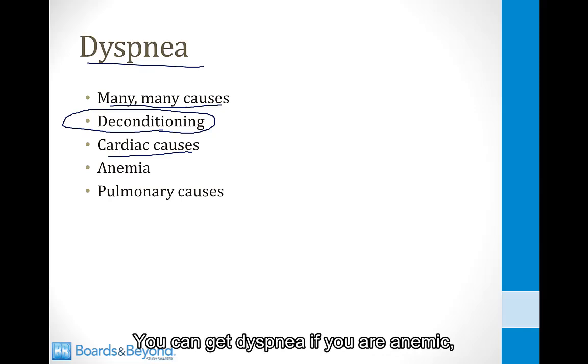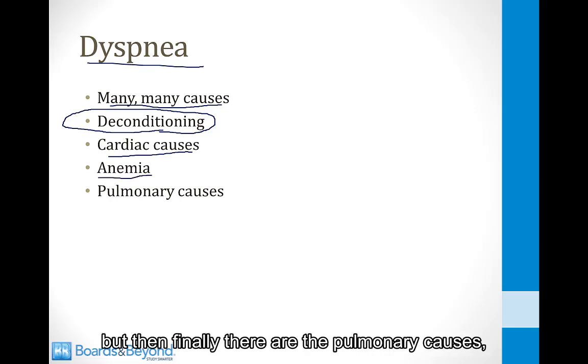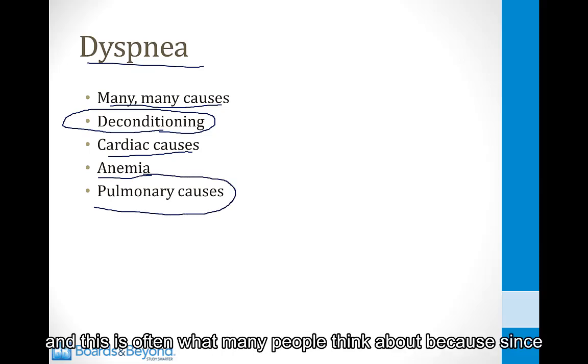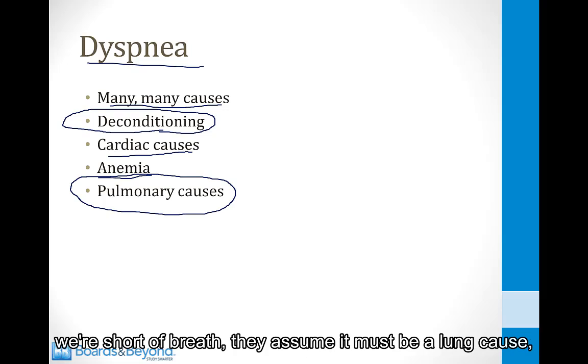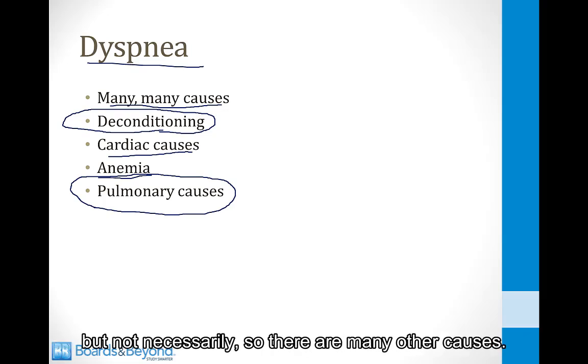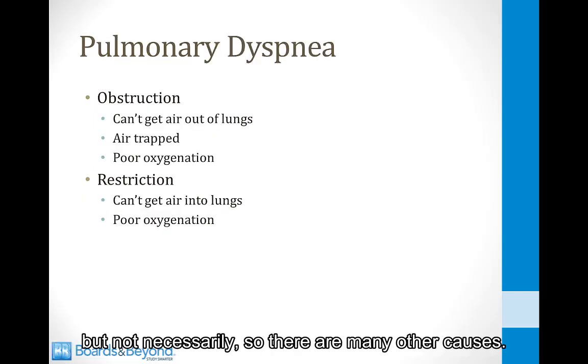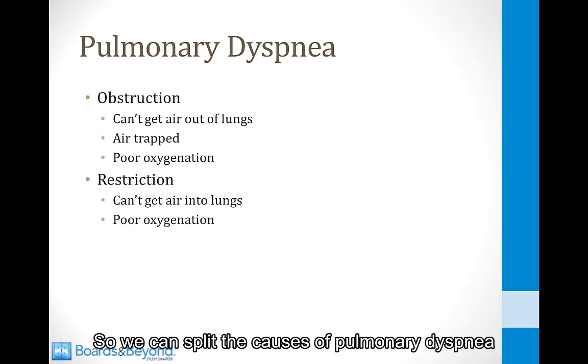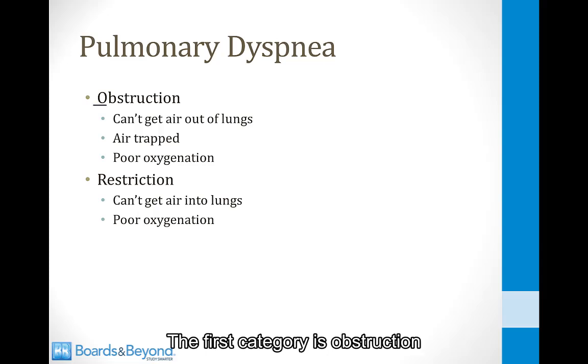You can get dyspnea if you are anemic, but then finally, there are the pulmonary causes, and this is often what many people think about because since we're short of breath, they assume it must be a lung cause, but not necessarily so. There are many other causes. We can split the causes of pulmonary dyspnea into two categories. The first category is obstruction, and the second is restriction.